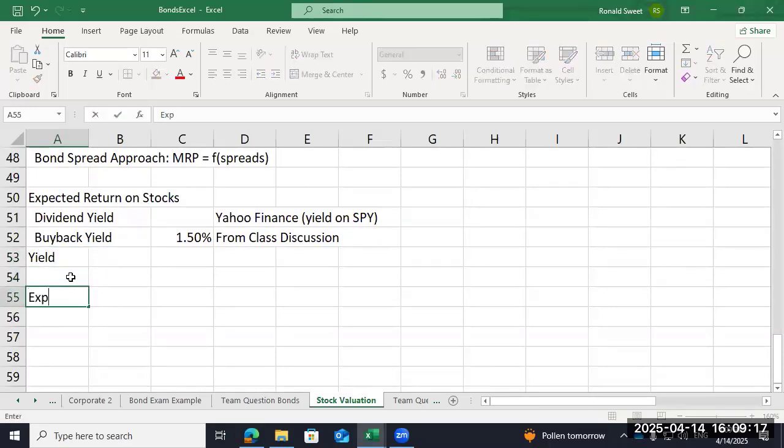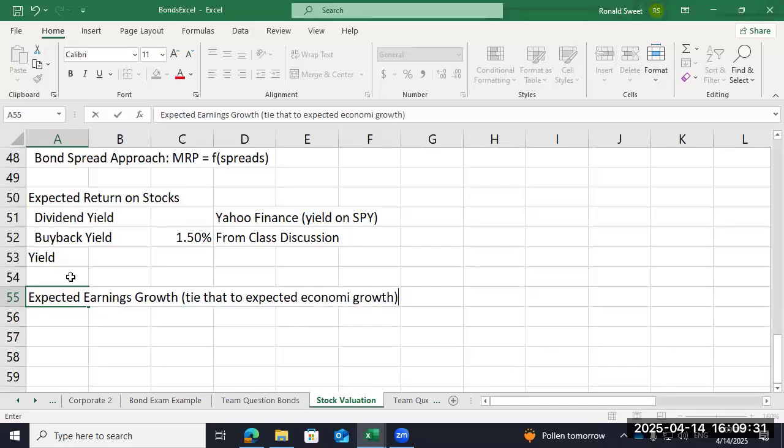And we had expected earnings growth. And we're going to tie that to expected economic growth, which is going to be productivity growth, labor growth, and inflation.